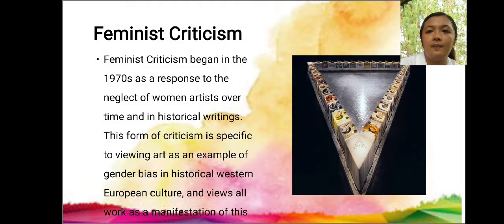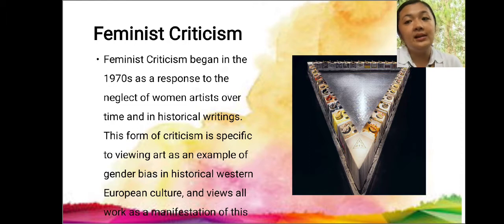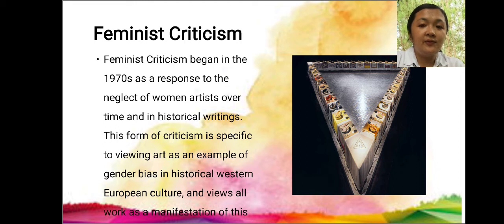And the last one is feminist criticism. Feminist criticism began in the 1970s as a response to the neglect of women artists over time and in historical writings. This form of criticism is specific to viewing art as an example of gender bias in a historical Western European culture and views all work as a manifestation of this bias.